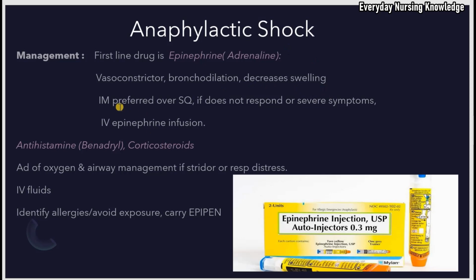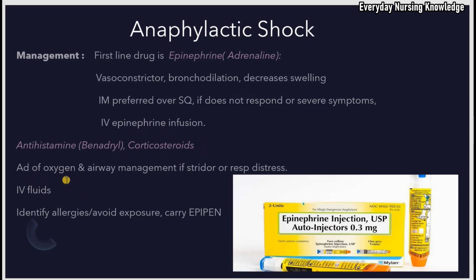Epinephrine can be given IM, sub-Q, or IV. But when a patient comes to the emergency department, IM is preferred over sub-Q because of its rapid absorption. But if it does not respond or because of severe symptoms, the patient may have to get admitted in the intensive care unit with IV epinephrine infusion. Other medicines used are antihistamines. It reverses the effect or blocks the release of histamine. Example, Benadryl, or corticosteroids because of their anti-inflammatory properties.